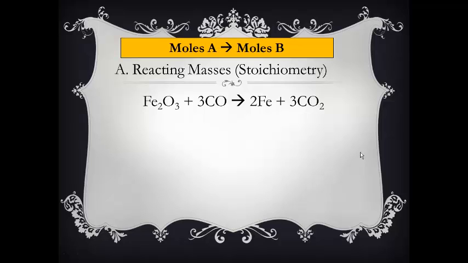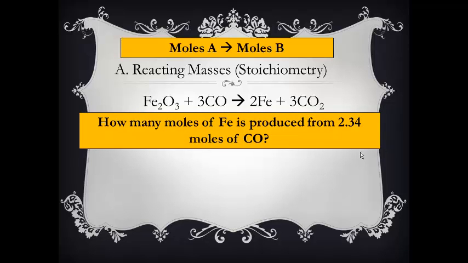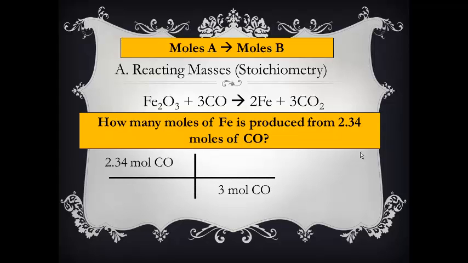Alright, moles to moles. So, pretty simple problem. You want to find the moles of iron from 2.34 moles of carbon monoxide. So you start with your given, 2.34 moles. And you want to use the coefficients 2 to 3. 2 moles of Fe to 3 moles of carbon monoxide. And the moles of carbon monoxide cancel out. Multiply and divide, get 1.56 moles of Fe.